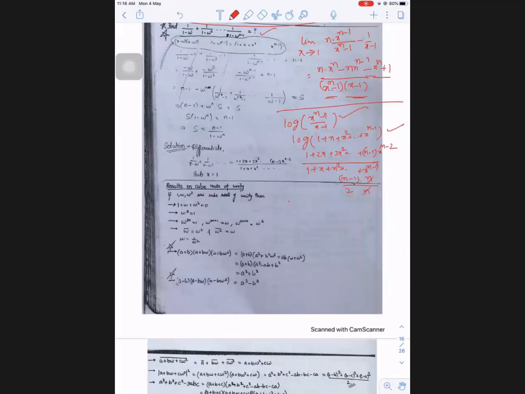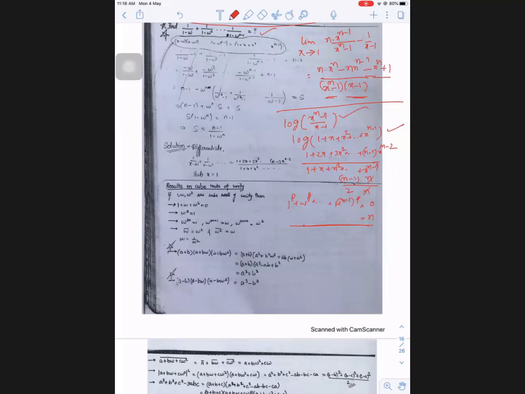One more formula is what we discussed just now: 1^p + ω^p + so on. That result also we have to cover in nth roots of unity. This result equals 0 or n: if p is not a multiple of n, it is 0; if p is a multiple of n, it is n. Okay, you can apply this.